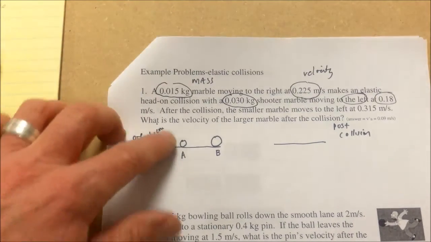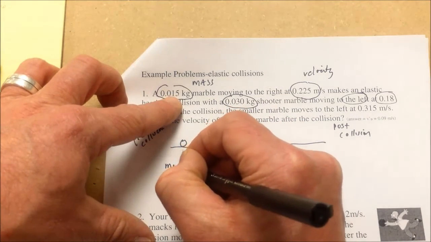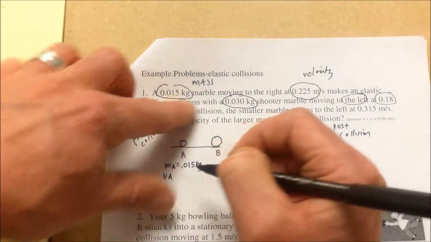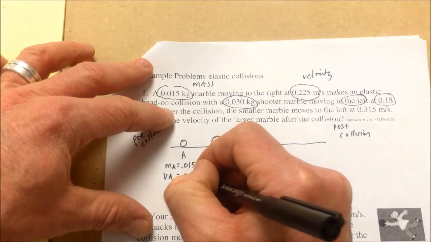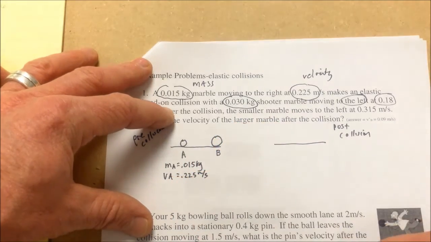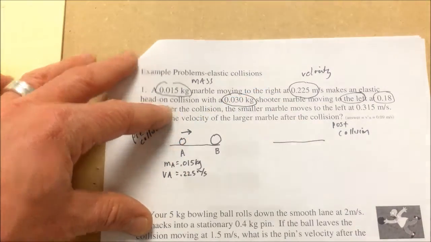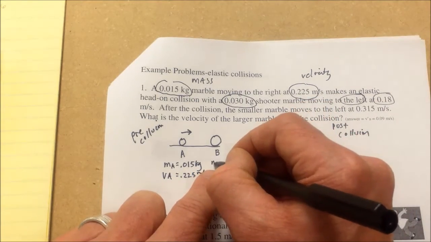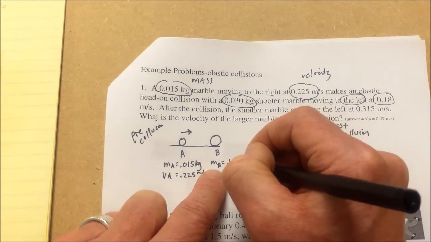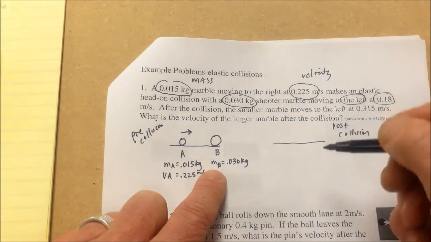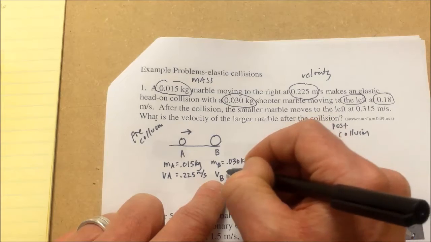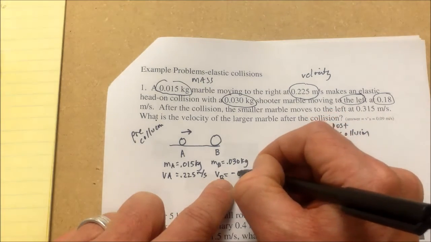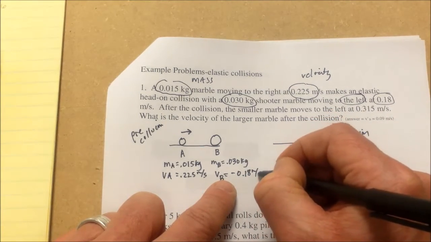So this marble A has this mass. I'm going to write down mA is 0.015 kilos. And the velocity of A is 0.225 meters per second, and that's going to the right. So I'm going to draw myself a little picture there. This shooter marble is a little bit heavier. It's a little bigger. It's 0.030 kilos, and it's moving to the left. Now I'm going to call that negative velocity because it's acting to the left. And it's then 0.18 meters per second.